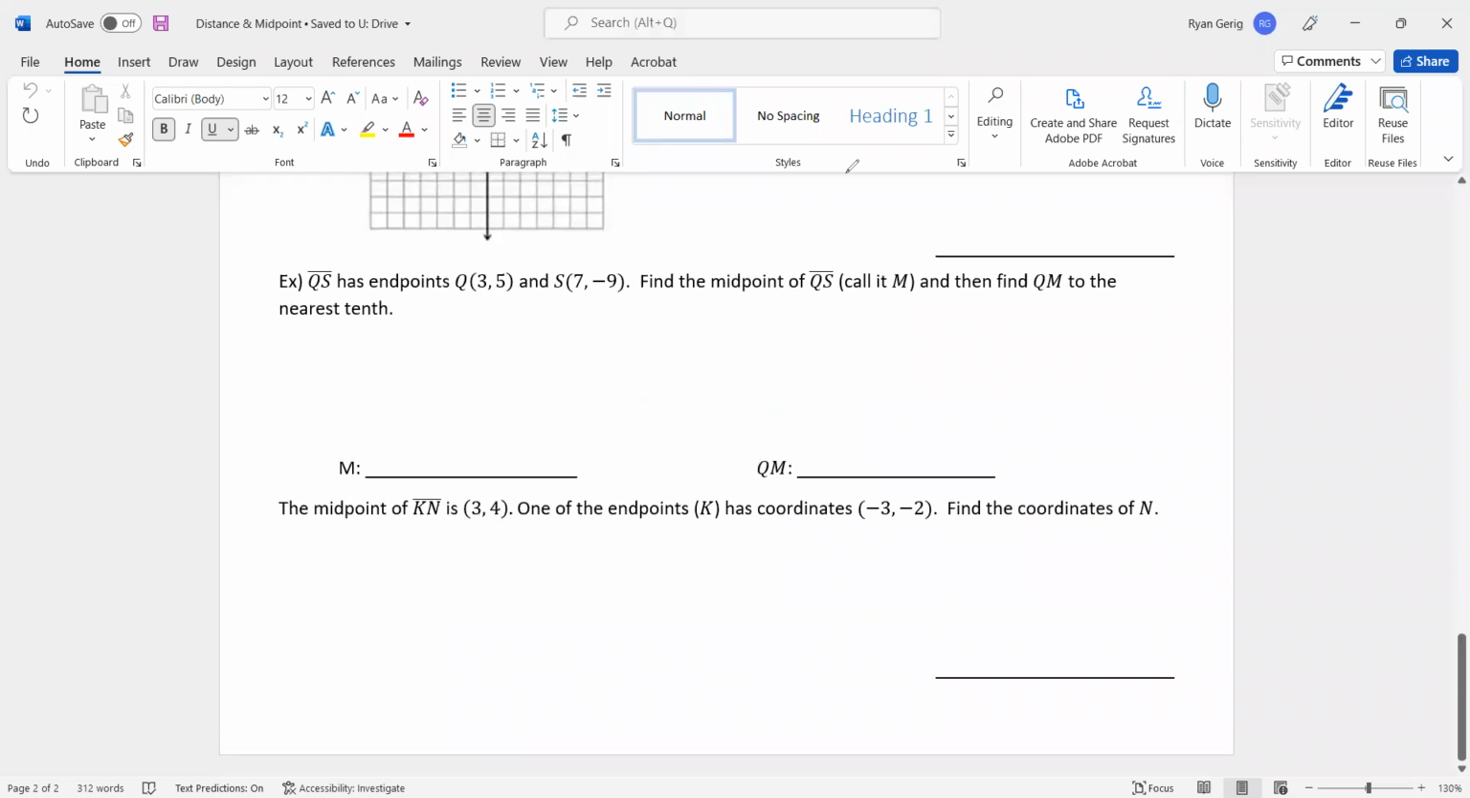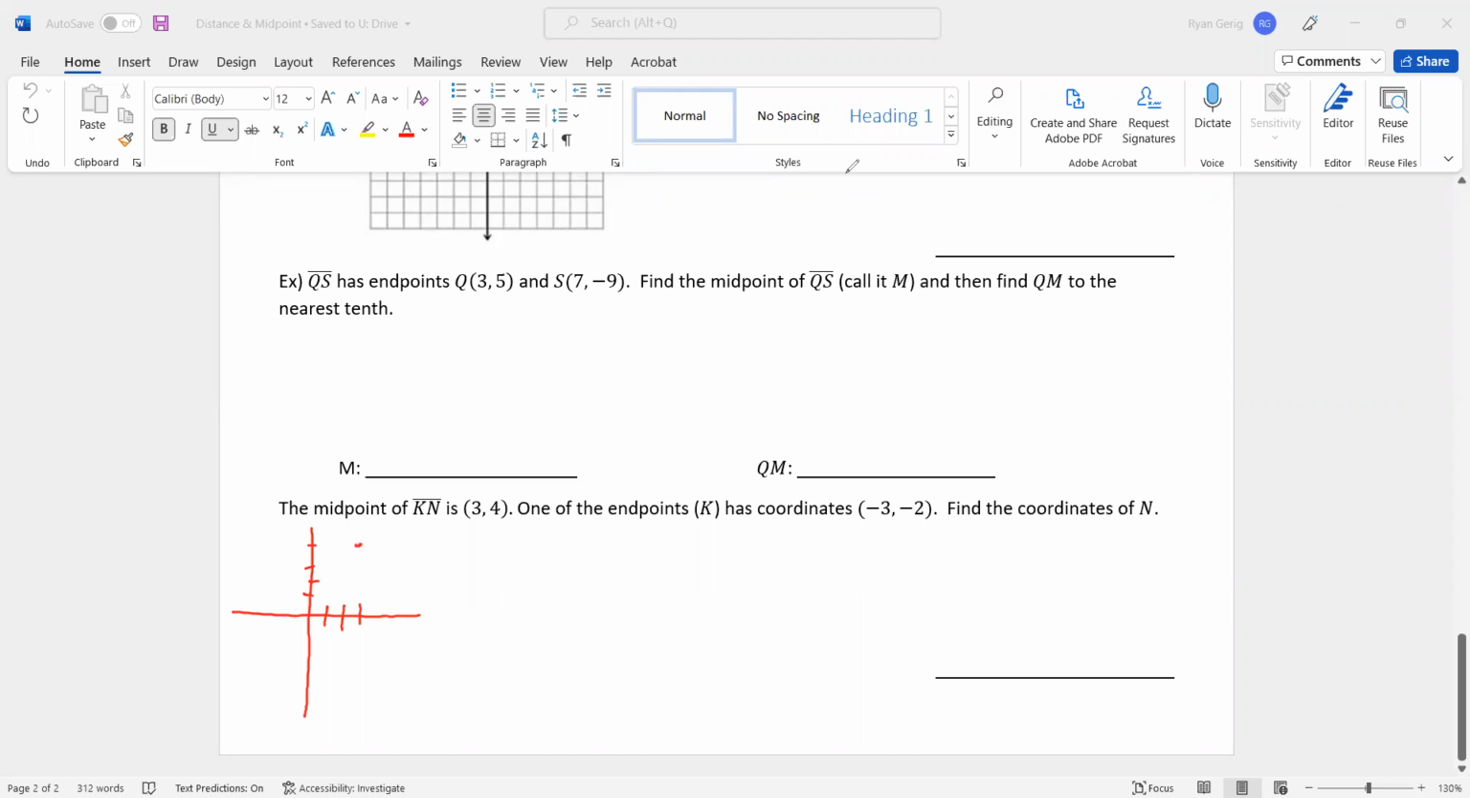The midpoint of KN is (3, 4). One of the endpoints, we'll just call it K, has coordinates (-3, -2). Find the coordinates of N. All right, there are a couple of ways to do this problem. It's a little bit tricky. First thing I'm going to do, you don't have to do this, I'm just going to try to show you what's happening here.